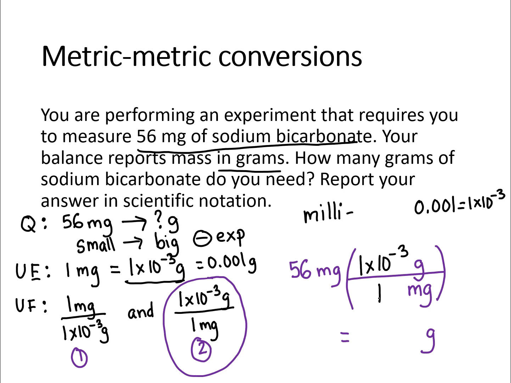So we filled in our unit factor. Now we need to do the math. So in your calculator, I want you to try this because I want you to get into the habit of using your calculator to enter scientific notation. So you're going to be multiplying 56 by 1 times 10 to the minus third. Try that and let me know what your calculator says.